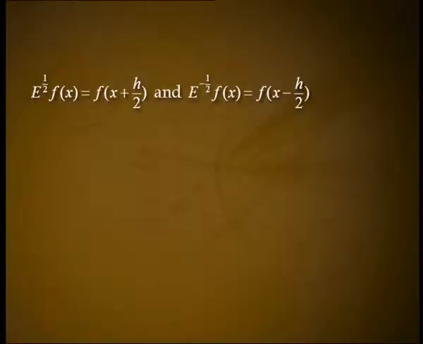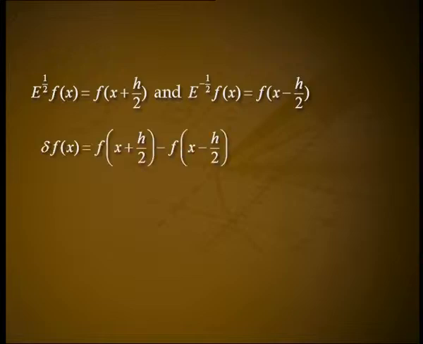Problem. Prove that delta equal to e raised to 1 by 2 minus e raised to minus 1 by 2. Proof. We have e raised to k f of x equal to f of x plus kh. Hence, e raised to 1 by 2 f of x equal to f of x plus h by 2, and e raised to minus 1 by 2 f of x equal to f of x minus h by 2.